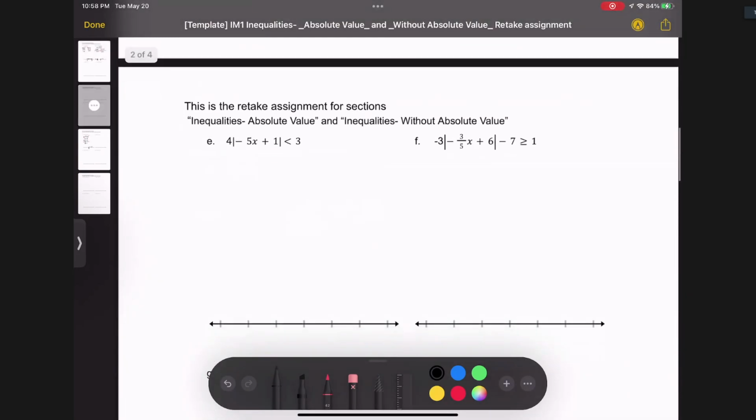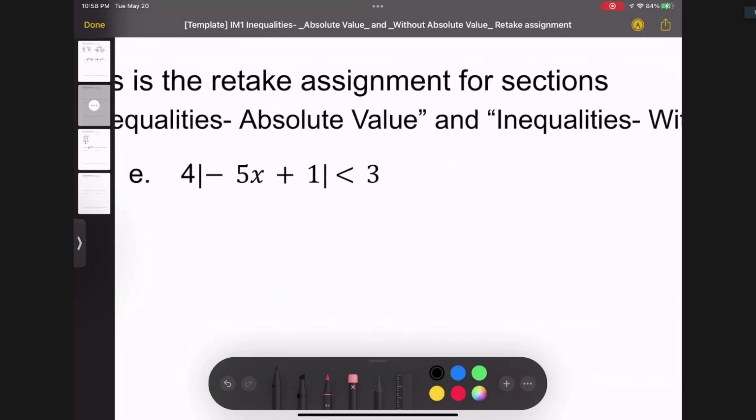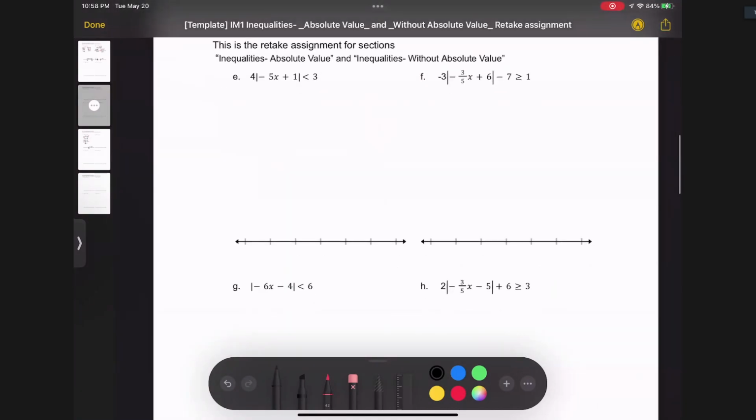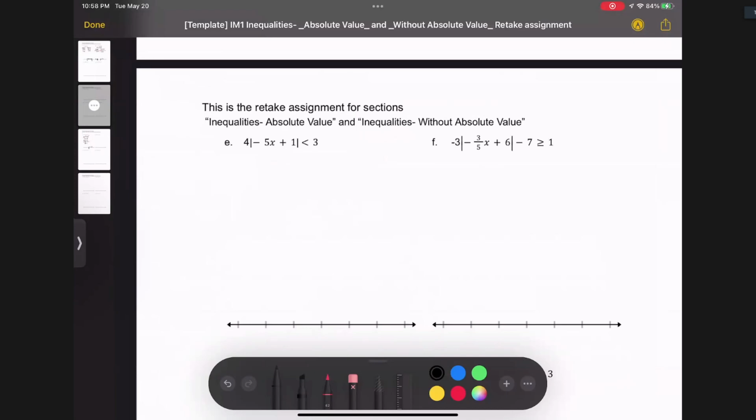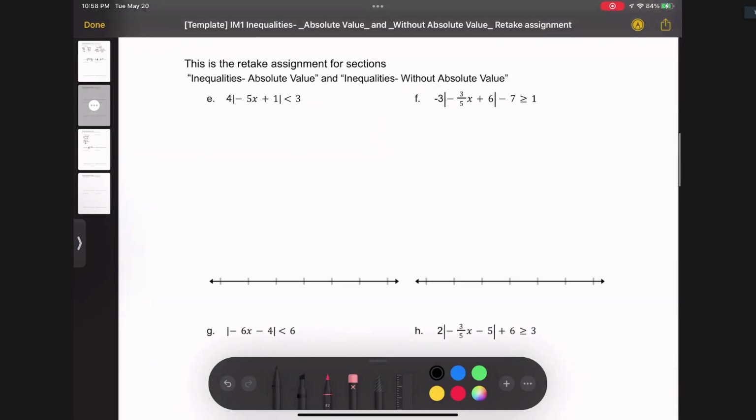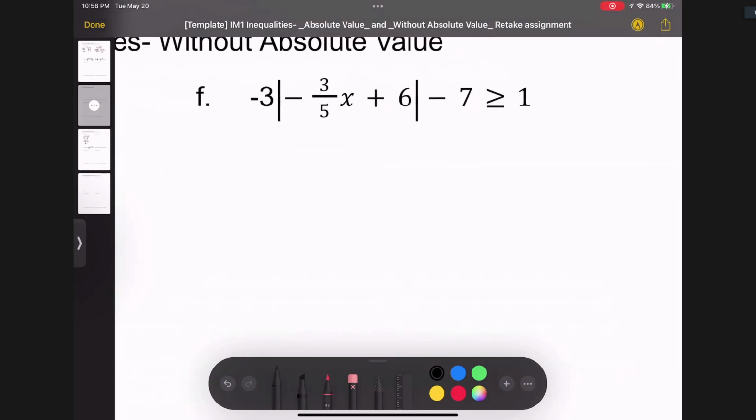Now I want to address this situation. I want to do letter F because I think it's kind of the same thing as what you're going to be doing for letters E, G, and also H. So letter F, again, you need to have the absolute value by itself. So the absolute value by itself, add 7 to both sides. Now we're going to have -3 times the absolute value of 3/5 x plus 6.